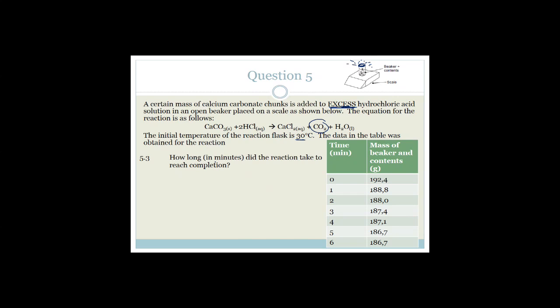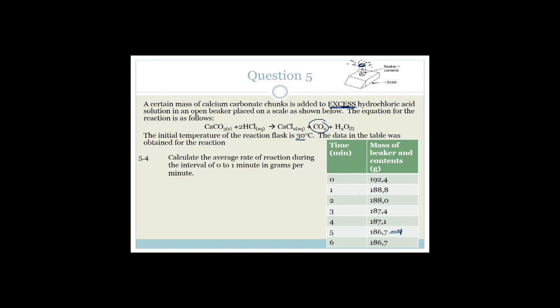Now it says, how long in minutes did the reaction take to reach completion? So we want to know, when does it stop doing something? If you look over here, you've got 192.4, 188.8, etc., all the way down. And we get to the point where it actually hasn't changed after 5 minutes, because here's 5 minutes, which is 186.7, and then here is 186.7 again. So you can see that the mass has actually stayed still. So when did it reach completion? Over here at 5 minutes.